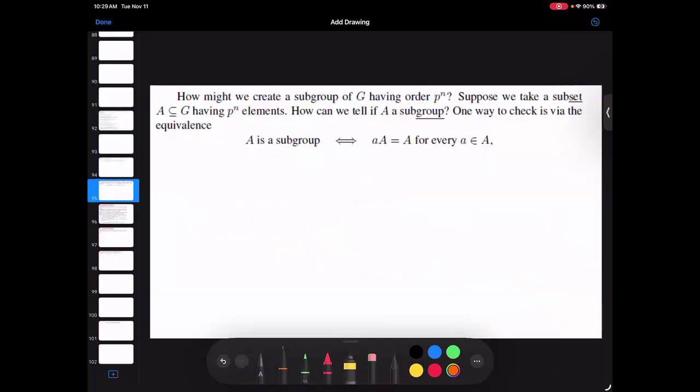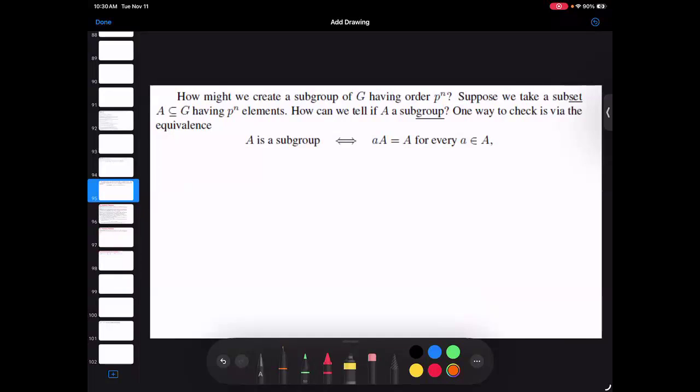Okay. There was another item that was needed in the proof. So how might we create a subgroup of G having order p to the n? One way is to take a subset A having p to the n elements. Not every subset, however, will be a subgroup, right? It'll have the right size, it'll have p to the n elements, but it may not be a subgroup. So how can we tell if A is a subgroup?